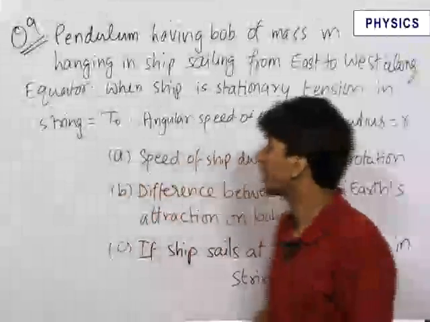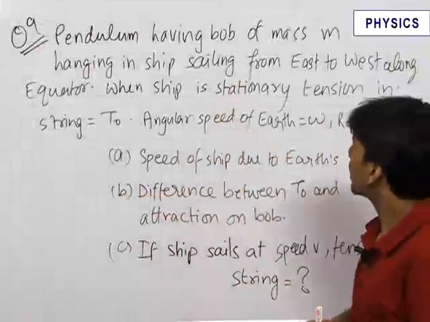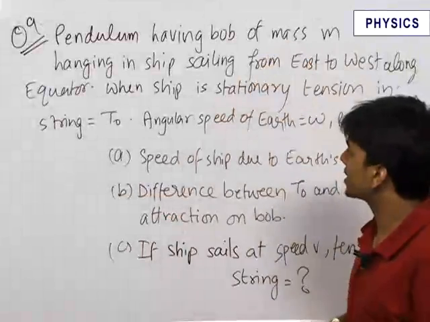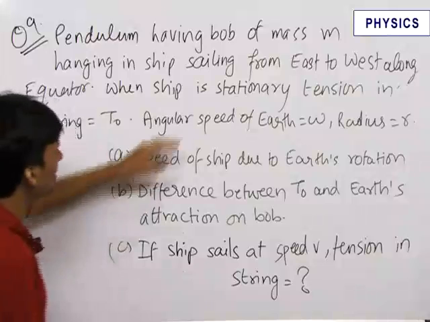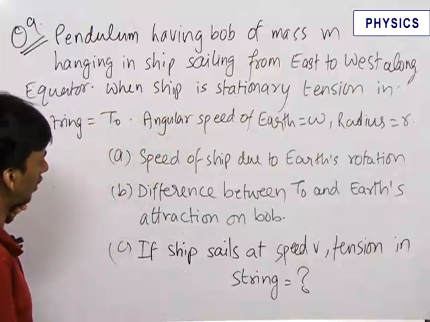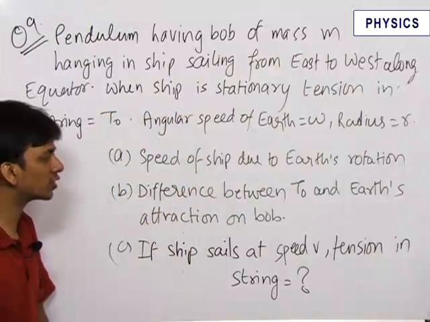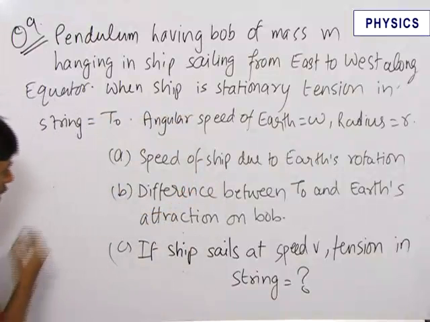In this question, we have a pendulum with a bob of mass m hanging in a ship sailing from east to west along the equator. When the ship is stationary, the tension in the string is T naught. Angular speed and the radius of the earth is given. We need to first find out the speed of the ship due to earth's rotation. Now let us draw the diagram.